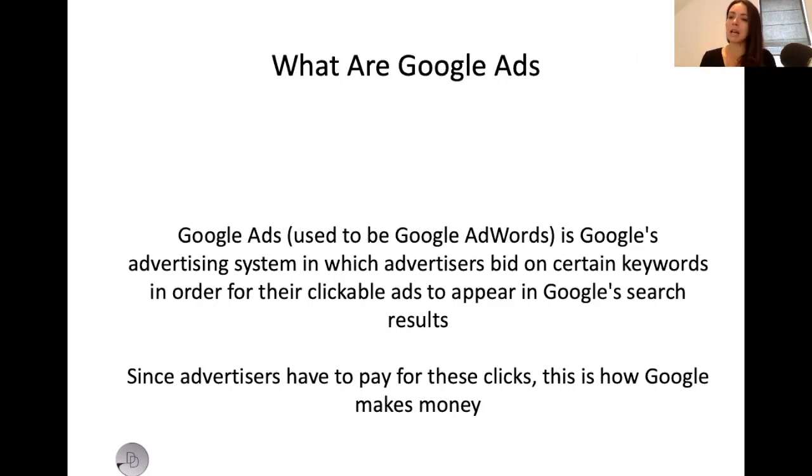So to go into slightly more detail, Google Ads, as they're now called, they used to be called Google AdWords, is Google's advertising system, in which advertisers can bid on certain keywords in order for their clickable ads to appear in Google search results. Now, since advertisers have to pay for these clicks, this is how Google makes money.